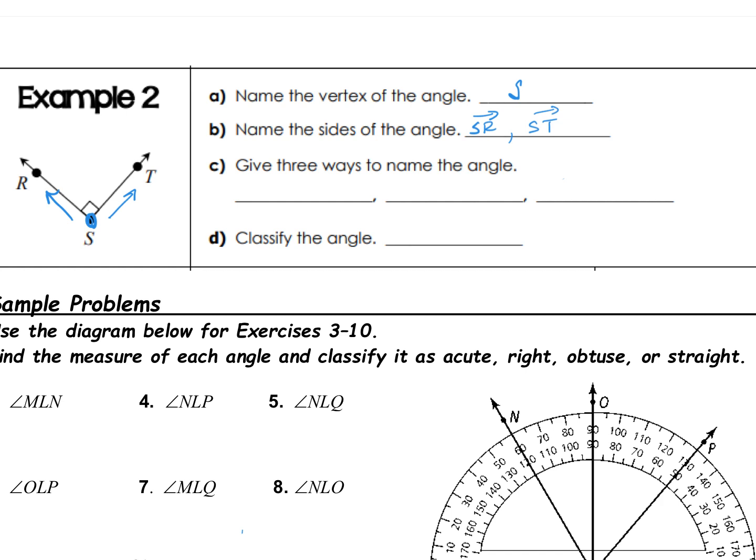When we name it, again, we name it just like it looks. We're going to draw it out. So angle RST, where S is in the middle. We turn it around, angle TSR. And then the last one would be just angle S. So we would name it by its vertex. And then this nice little box here lets you know that that is a right angle.